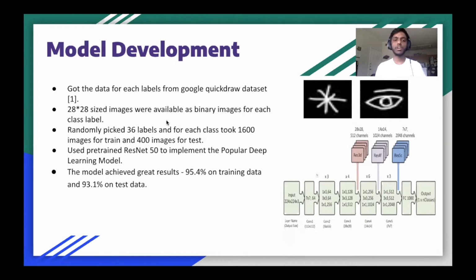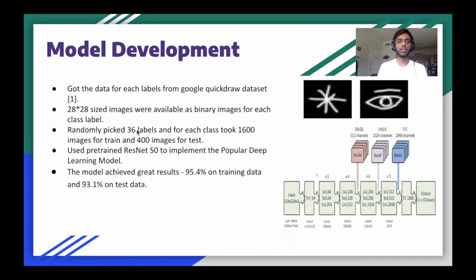So we randomly picked 36 fairly distant labels which don't look like each other, and for each class label we had around 200k images available. But due to space constraints, we only decided to take 2,000 images, out of which we distributed it into training and test split, which is 1,600 images for train and 400 images for test.